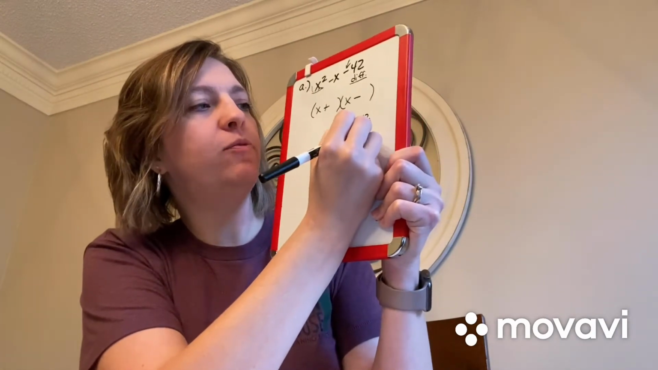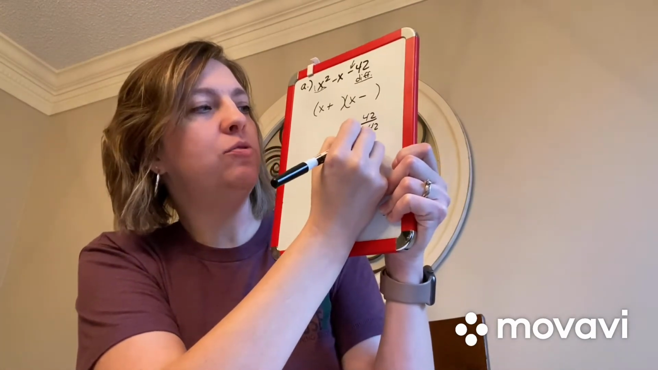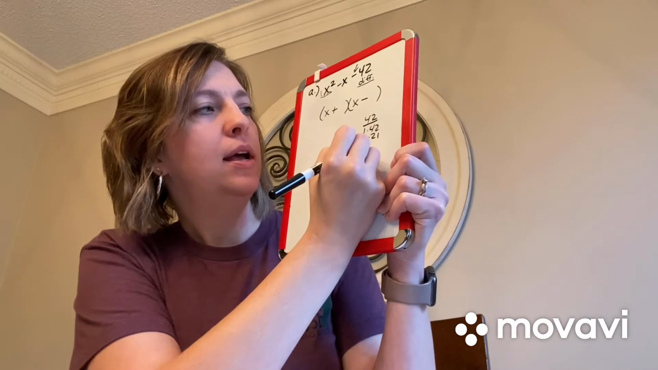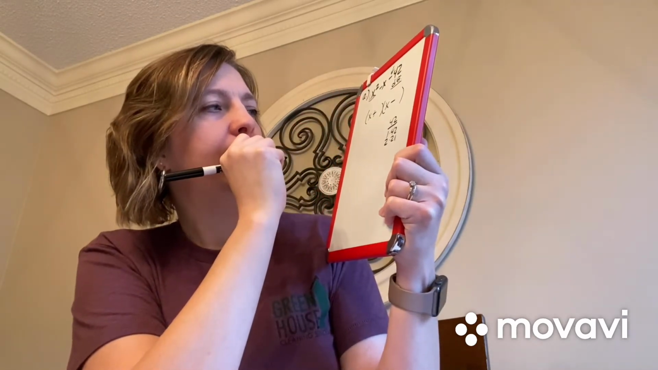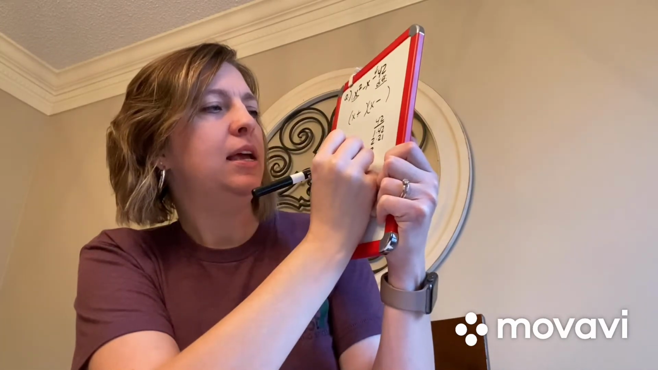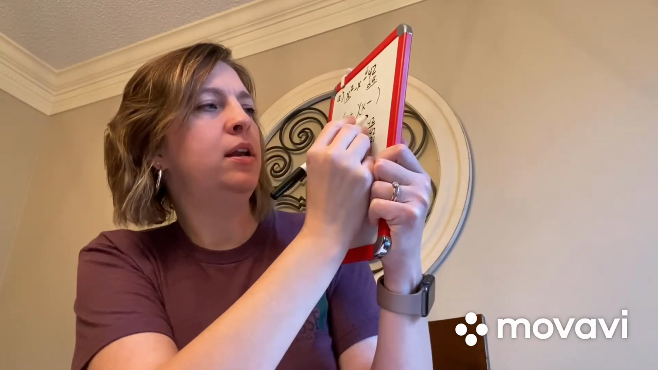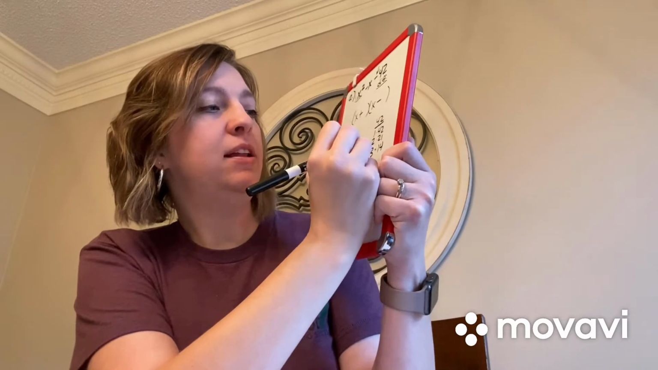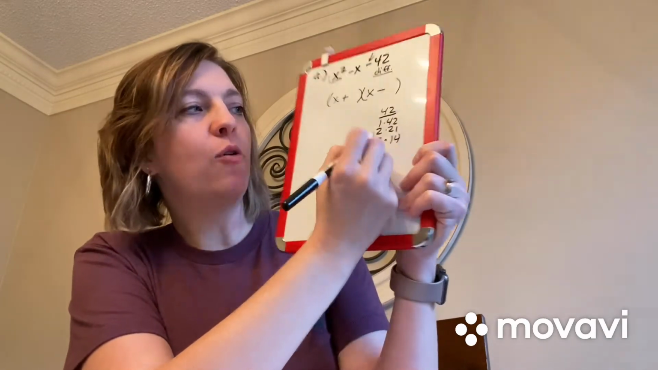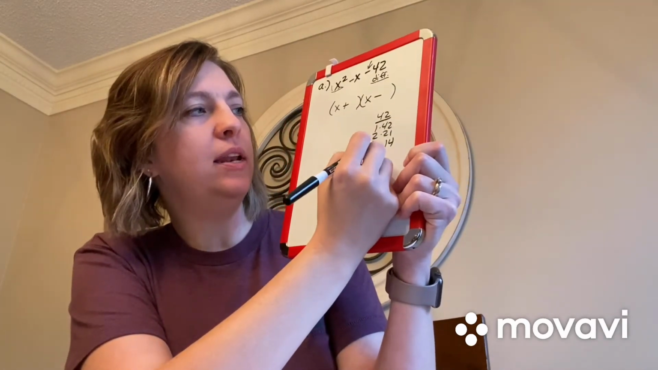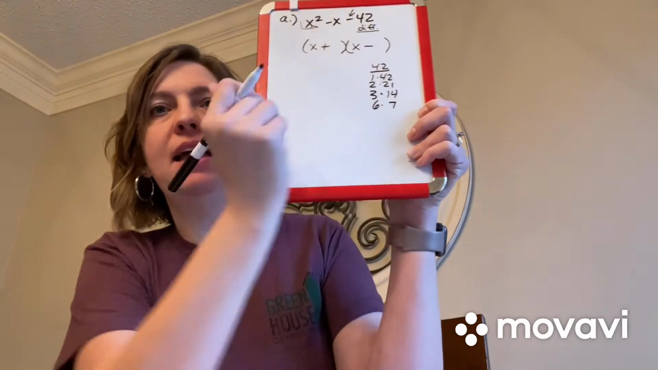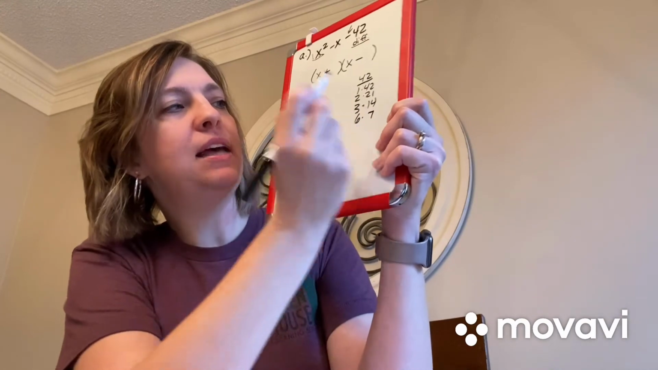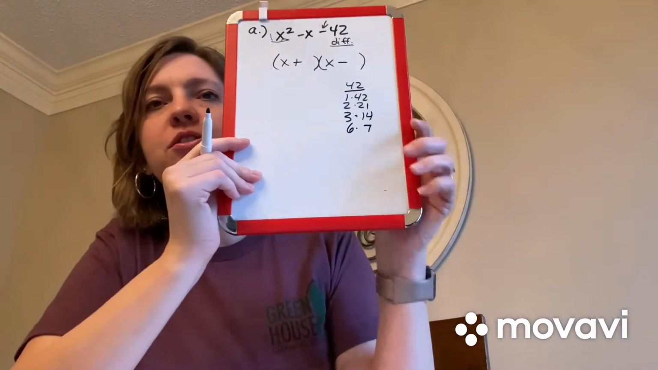Well, 1 times 42. It's even, so 2 times 21. 3, will 3 go in? 3 times 14. 4 won't go in. 5 won't go in. 6, yes, 6 times 7. And then they meet, 6 and 7. So I did it in order. 6 and 7 meet. So I know these are all the factors of 42.